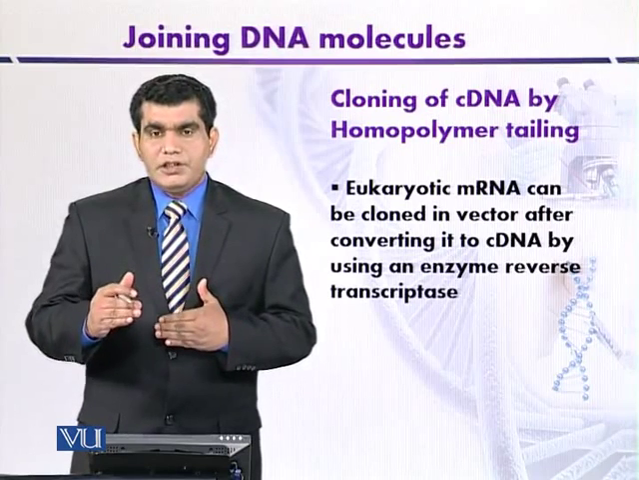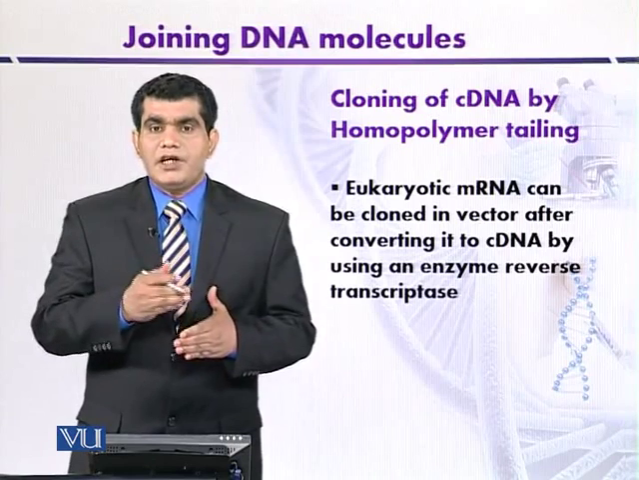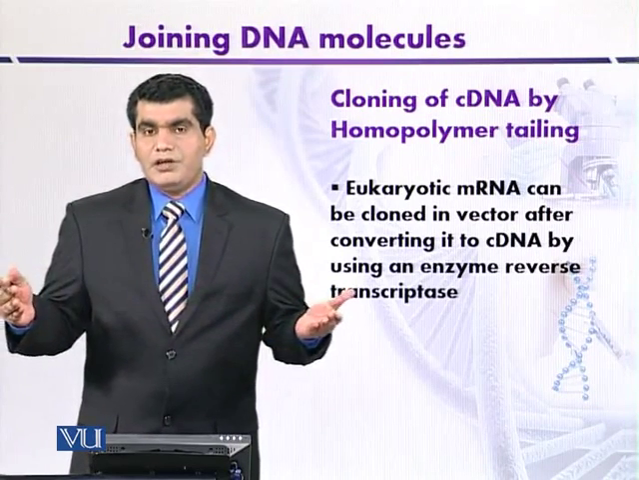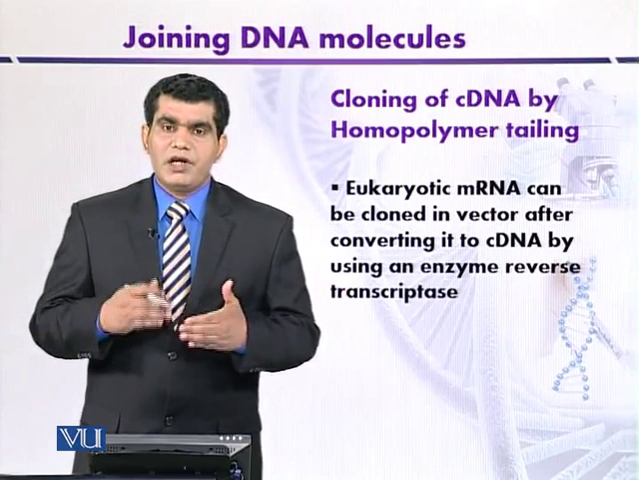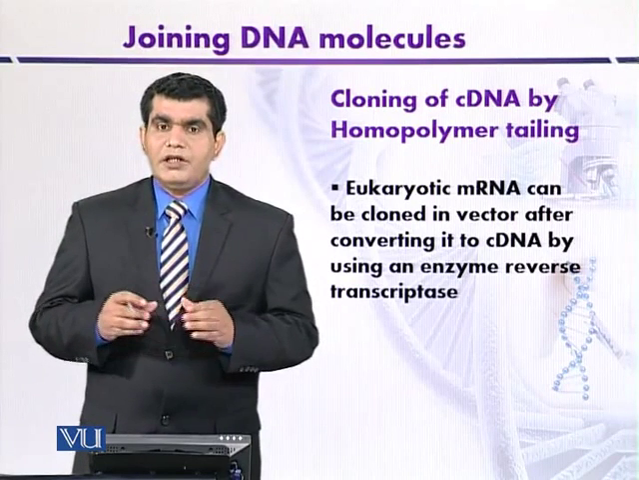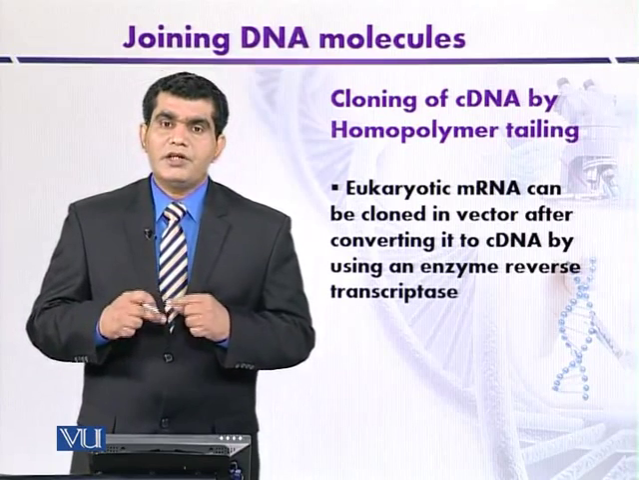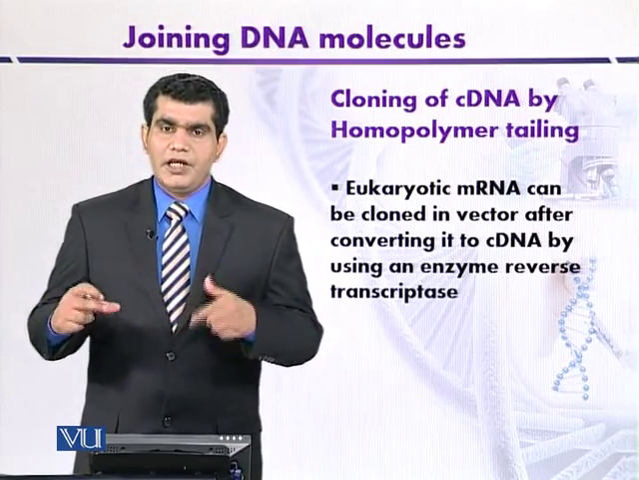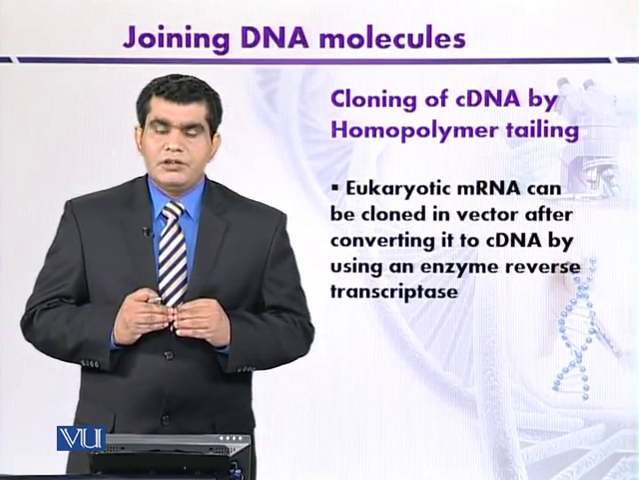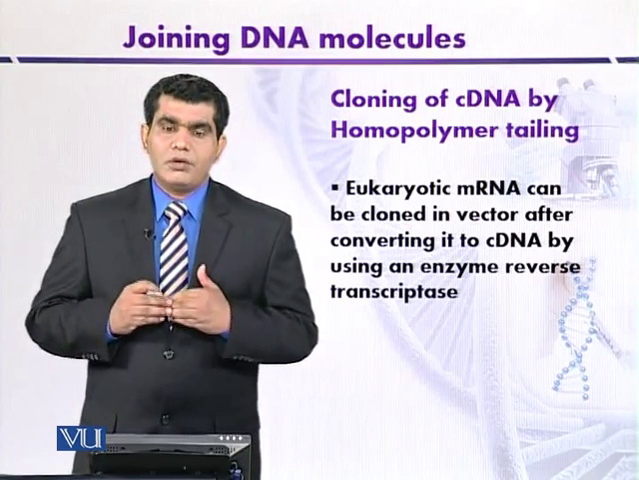So after the synthesis of the first strand of the DNA, the second strand synthesis is carried out by the use of DNA polymerase. So finally we will have two DNA strands, and then with this double-stranded DNA we can introduce homopolymer tailings, as I explained, and then it is ligated with the vector DNA, and then it can be introduced into a suitable host organism.